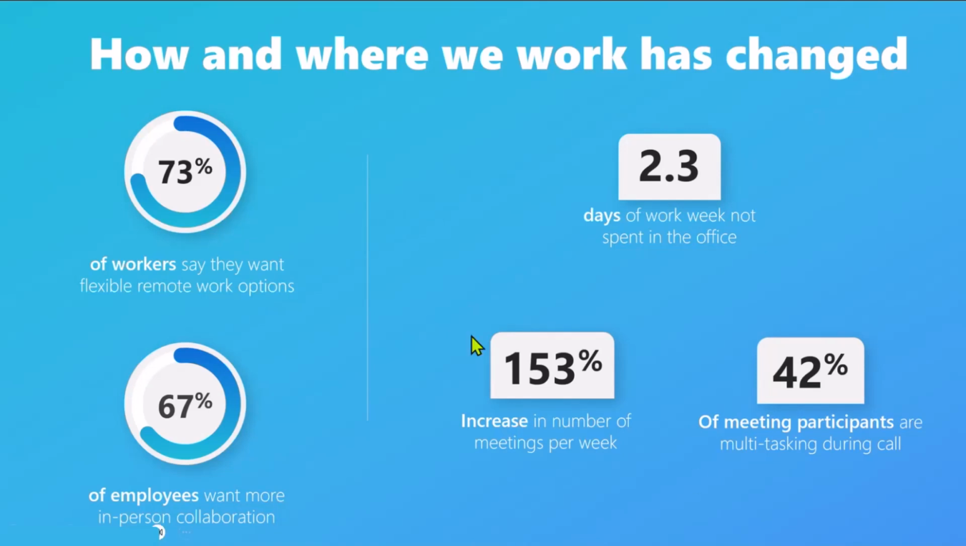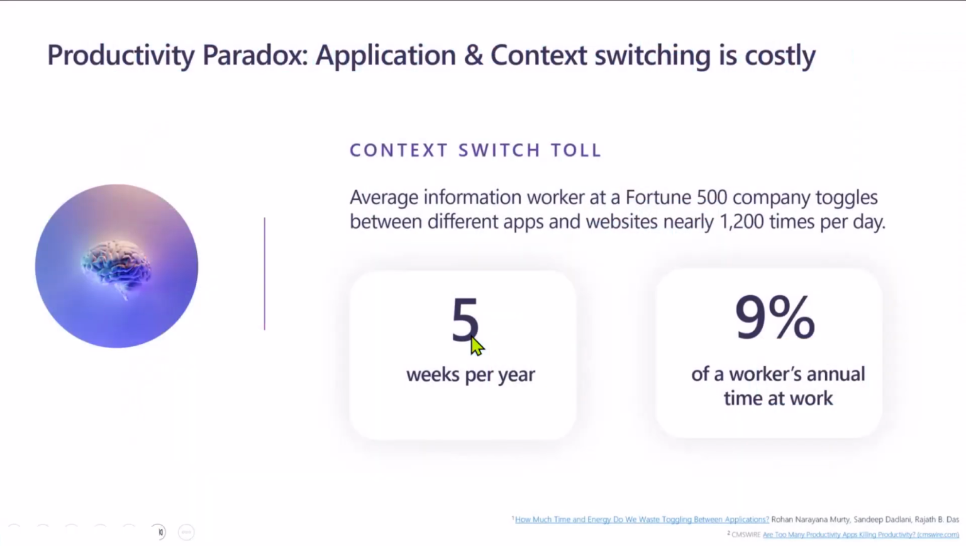And then in the next slide, we talk about another paradox. And eventually I'll talk about the opportunity which we saw from this. This one is called the productivity paradox, which is essentially coming from the context switching, which I mentioned in the previous slide. According to the research done by many reputed institutes such as Harvard, it turns out that average information worker at a Fortune 500 company toggles between different apps and websites nearly 1,200 times per day. That number might seem huge, but this actually talks about us.